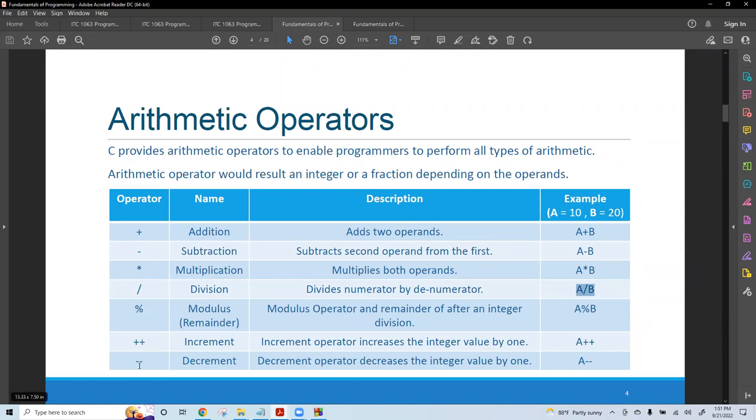And then increment and decrement. In increment, we have post-increment and pre-increment, and in decrement, we have pre-decrement and post-decrement, based on where we put the operator. If it is before the operand, it will be called pre. If it is after the operand, we call it post.